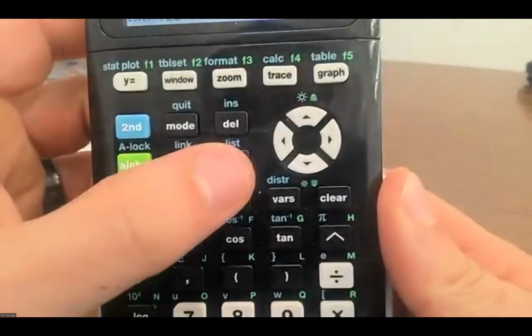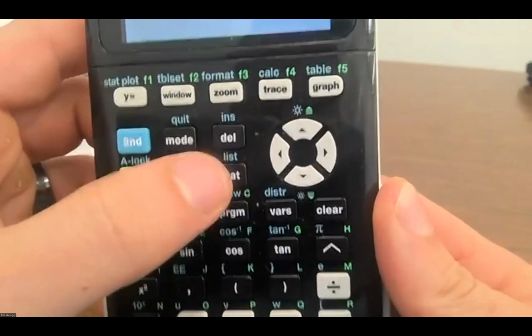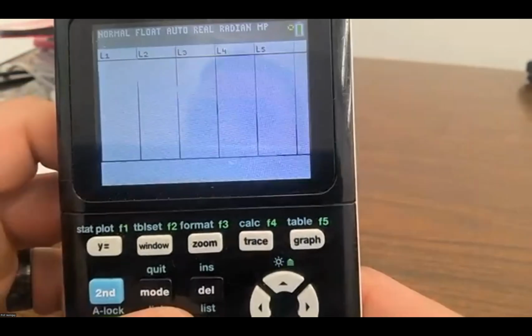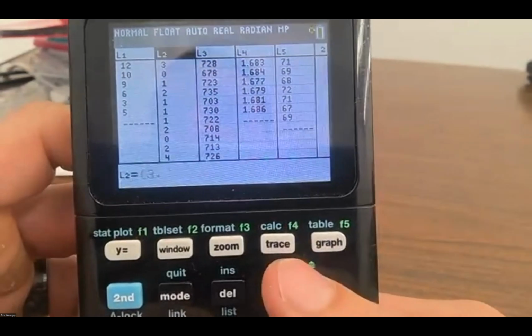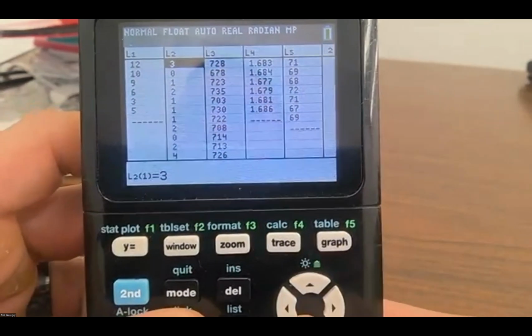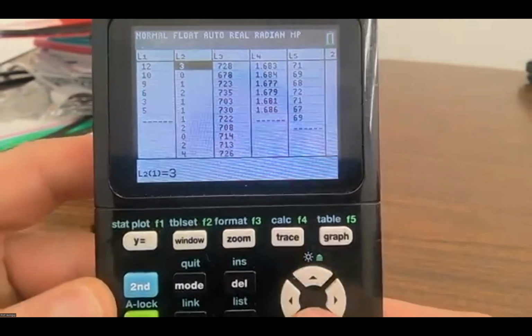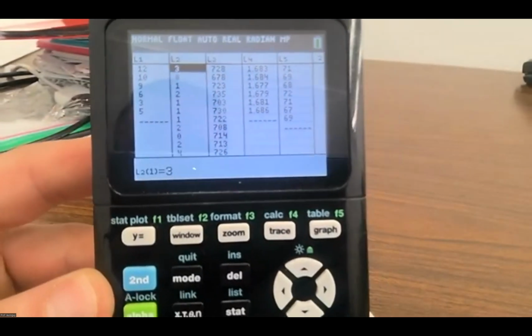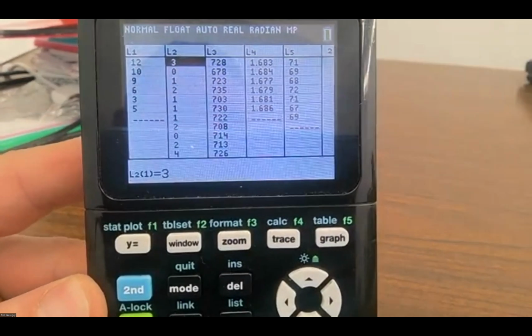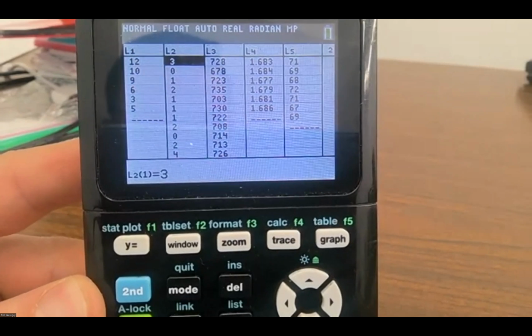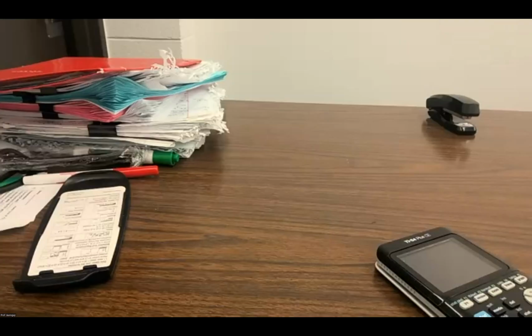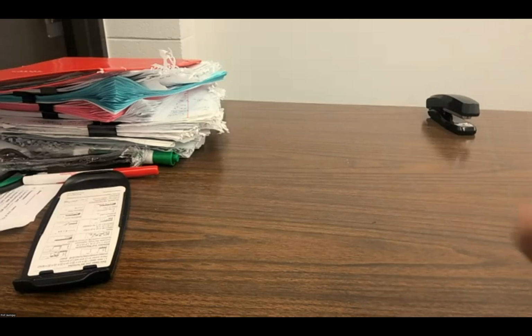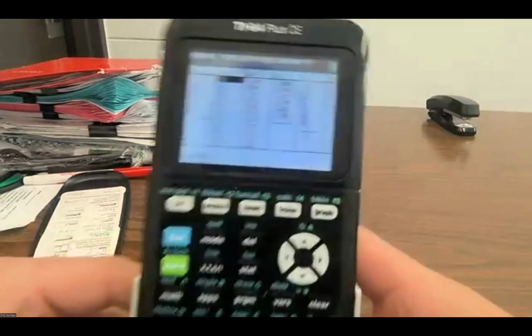So what we're going to do is click Stat, and then click the first button, edit. I put my data in L2, so I think it's a good idea if you do that as well. So go ahead and press pause and try this with the data. Alrighty, so hopefully you've entered that now.